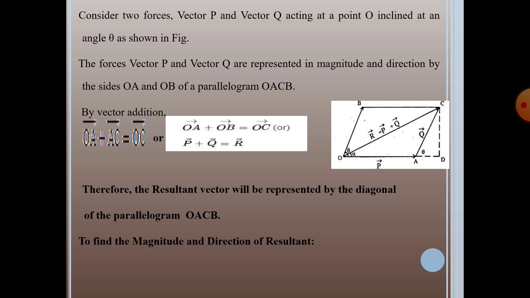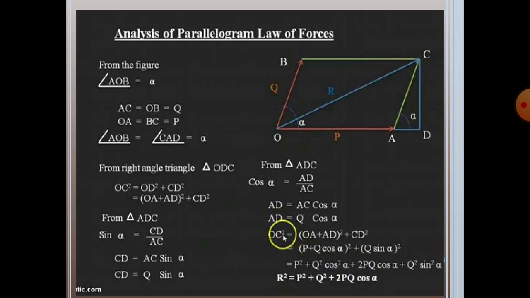The resultant is a vector quantity, therefore we have to find the magnitude and direction. To find the magnitude and direction, we are going to draw the perpendicular CD to the line OA. From the figure it is clear, angle AOB is equal to alpha and AC is equal to OB is equal to Q vector and OA is equal to BC is equal to P vector, since they are parallel. Also, the angle AOB is equal to angle CAD, that is equal to alpha.